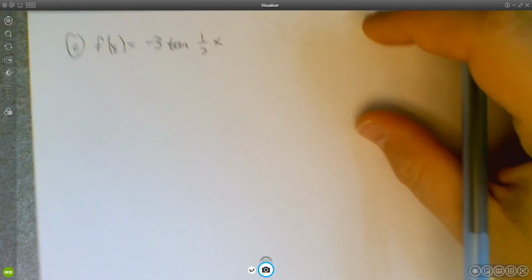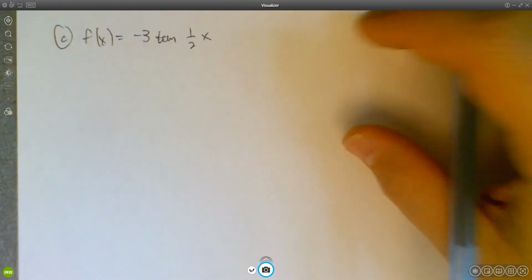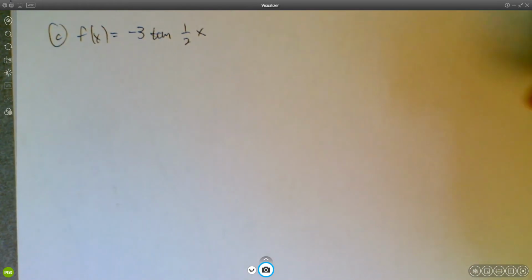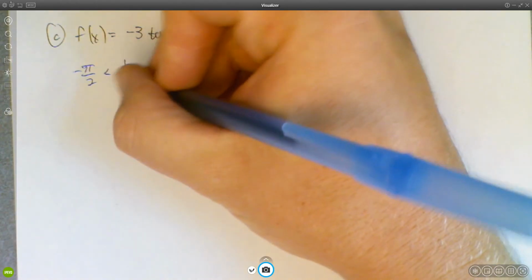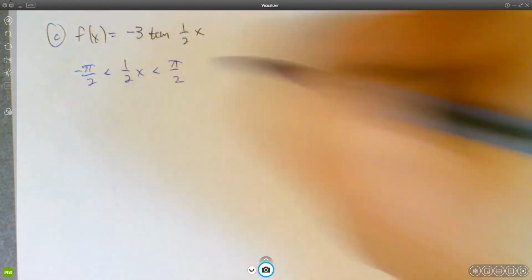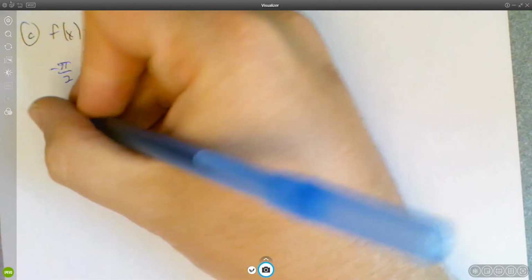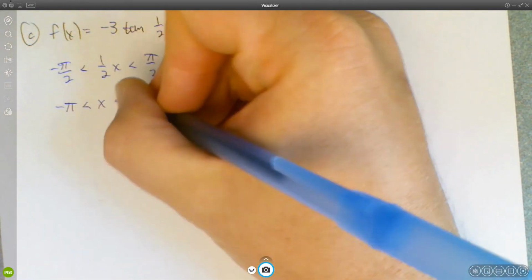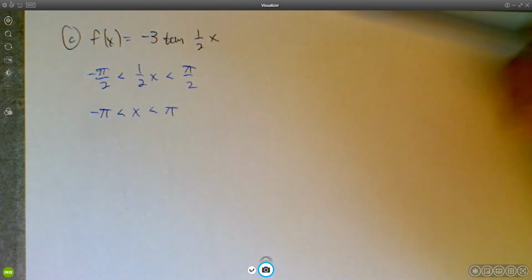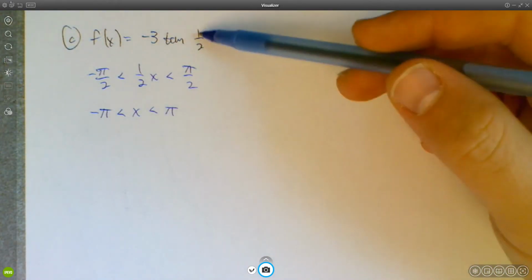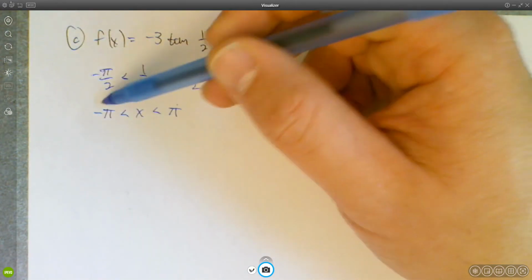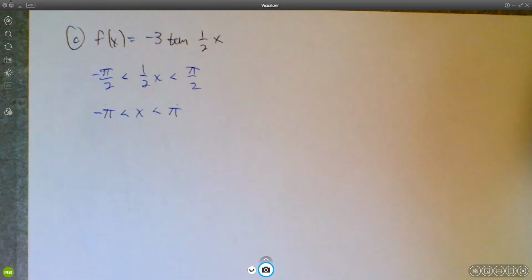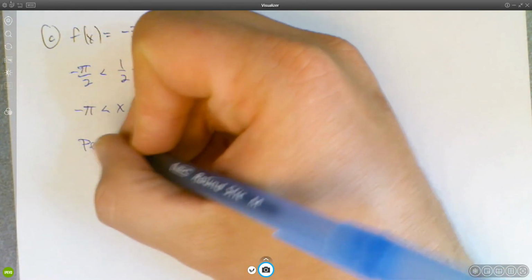Okay. As always, right, you can pause this and work on it on your own before you watch my solution. I'm just going to go ahead and work this out, though. Okay, so negative pi over 2 less than 1/2 x less than pi over 2. Multiply through by 2, and negative pi is less than x is less than pi. So the period now is going to be pi divided by 1/2, or in other words, pi times 2, so 2 pi. And that makes sense because maximum minus minimum, right? Pi minus negative pi is 2 pi. So the period here is 2 pi.